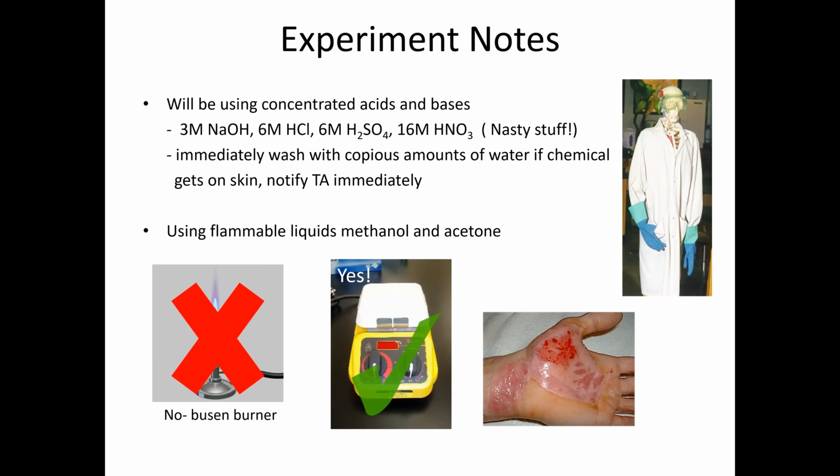So down here is an example of a severe acid burn. And in one of the last steps, when you're drying or washing your copper, you may be using liquids such as methanol or acetone to help wash your copper product. So make sure you heat it on a hot plate or in the oven. Do not use a Bunsen burner because these are flammable liquids.